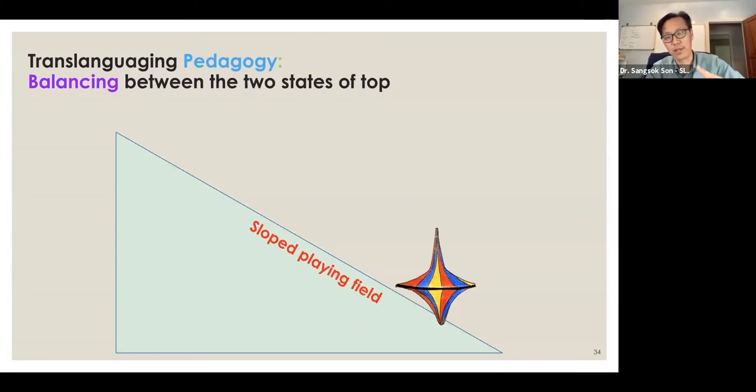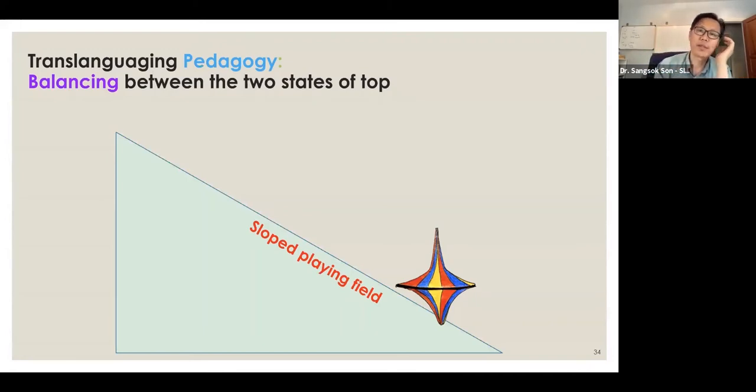This is unfair, okay? So maybe you can imagine that the learning for the bilingual student is like climbing up this sloped playing field, whereas the monolingual student is like sliding down from the top. That is much easier. So this is unfair.